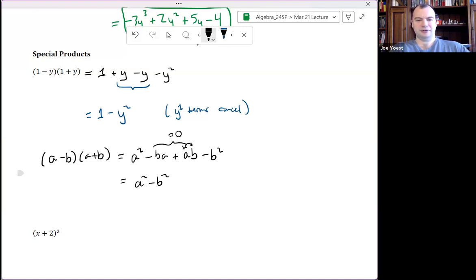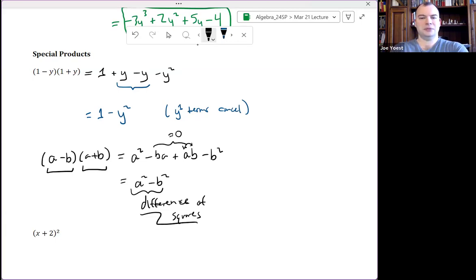So anytime that I have a binomial where I have two terms connected by, say, a plus sign, multiplied by a binomial with those same two terms connected by a minus sign, I always end up with this kind of a pattern here, this difference of squares. So where I have something squared minus something else squared.